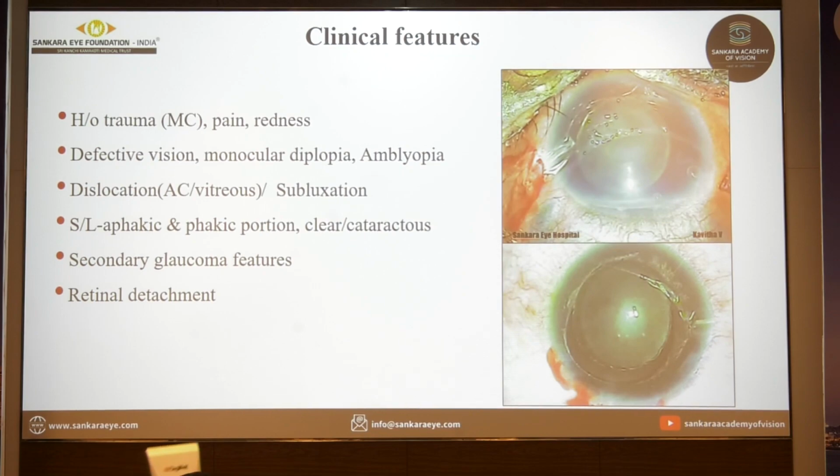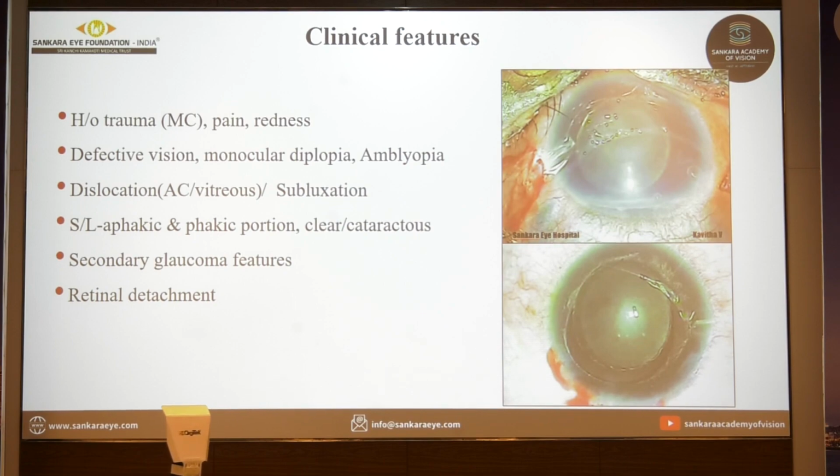Ectopia lentis could be a total dislocation into the anterior chamber or into the vitreous, or it could be subluxation of various degrees. So you'll have to examine the aphakic portion and the phakic portion to decide whether you want to treat these children conservatively or take them for surgery. The other factor which gives a clue is whether the lens is cataractous as well.